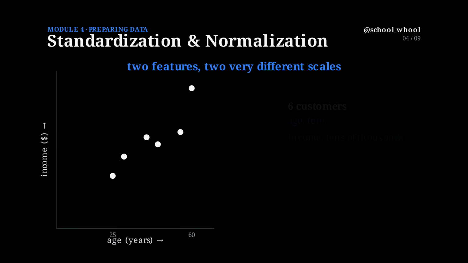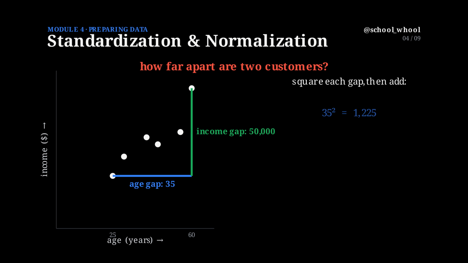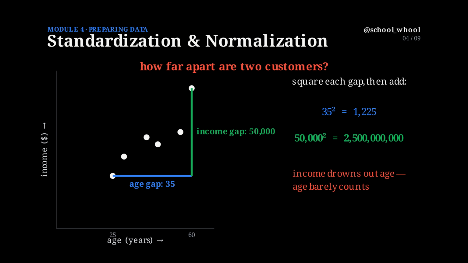Why does that matter? Many models, anything that measures distance, or follows gradients, judge how different 2 customers are by measuring the gap between them. Take these 2. Their ages differ by 35. Their incomes differ by 50,000. Now watch what happens when we square those gaps and add them up.